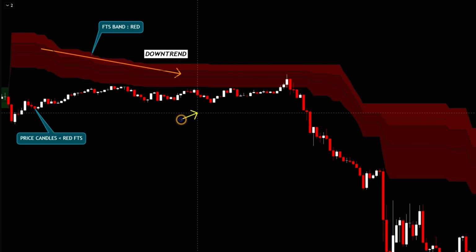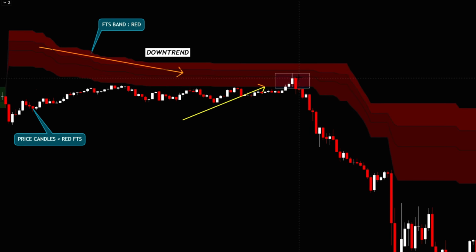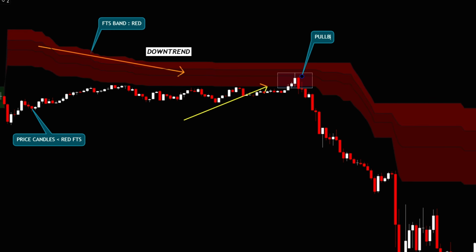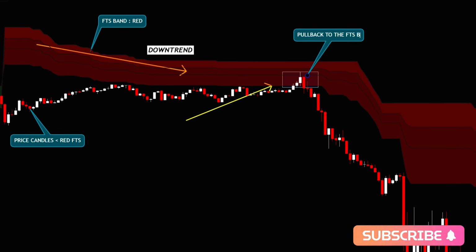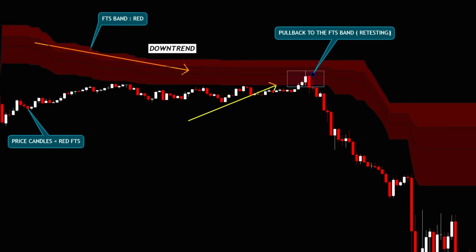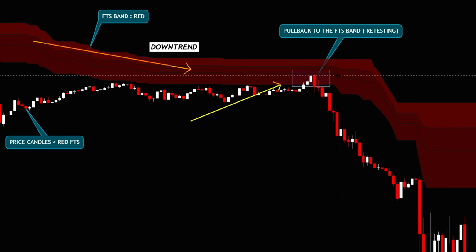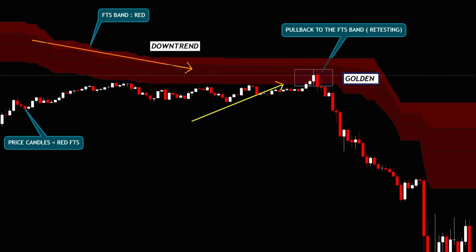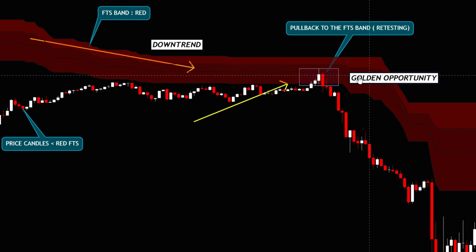When price pulls back to that red band and fails to break through it, that area becomes what I call the golden zone. And here's the important part. We'll combine this with the VWAP breakout in the next setup, and later we run the hypothetical backtest on US stocks. You'll see why these zones are so critical. Stick around, because seeing how this plays out on the chart will make everything crystal clear.